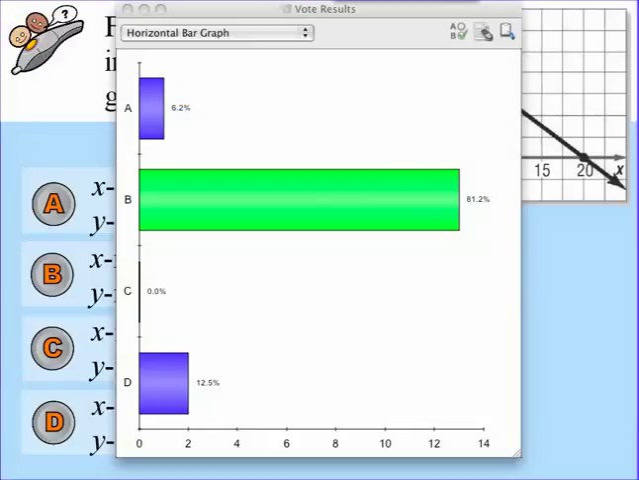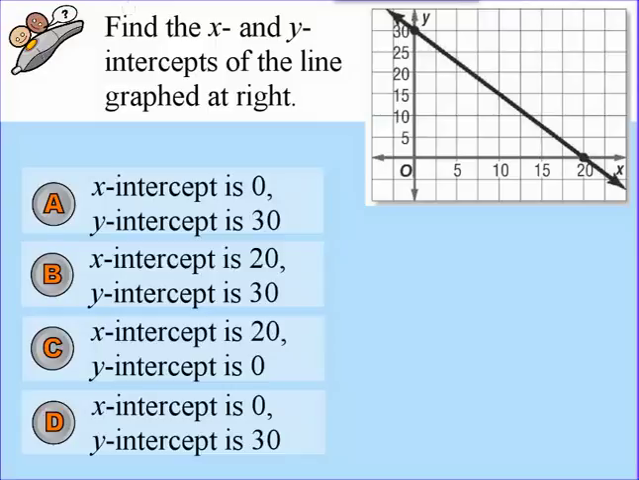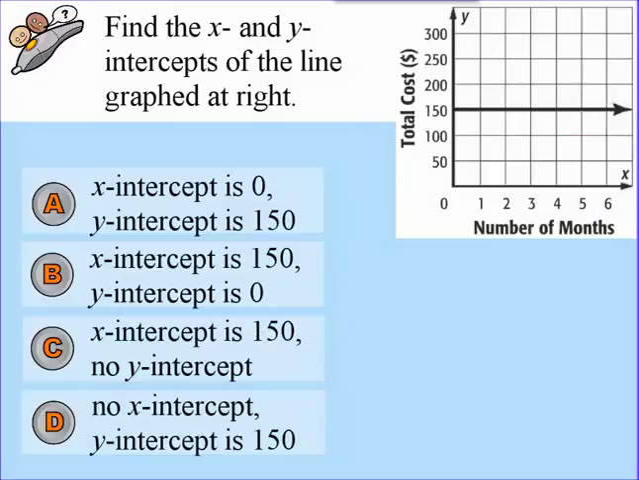And the answer is B. Good. Because you should find that the x-intercept is 20 right here, and the y-intercept is 30. All right, here we go. Another question. Find the x and the y-intercepts of the line graphed at the right. So remember again, the x-intercept is where it crosses the x-axis. The y-intercept is where it crosses the y-axis.